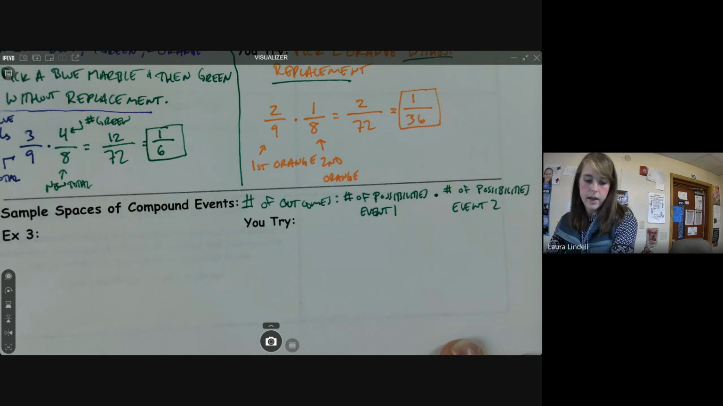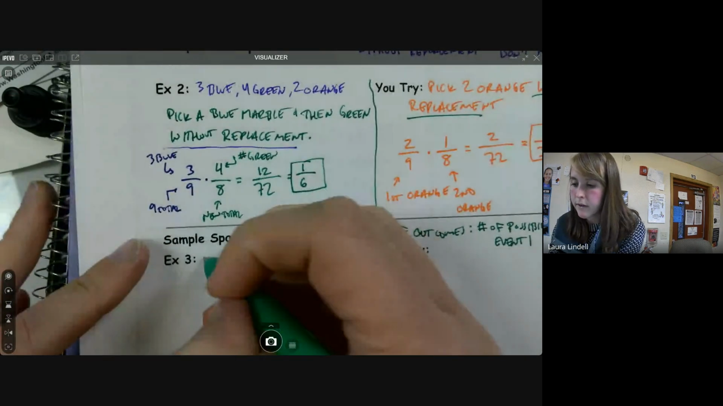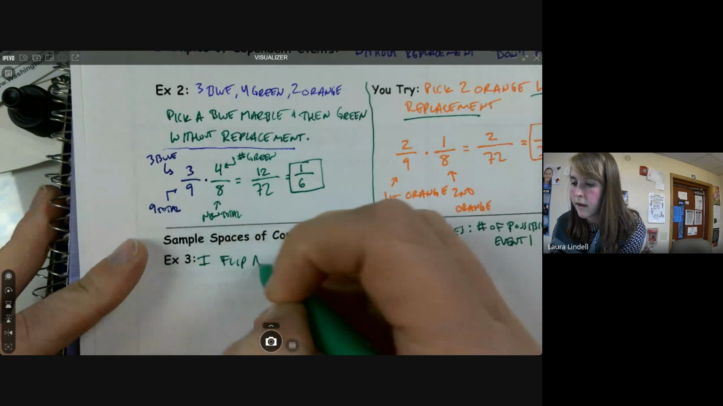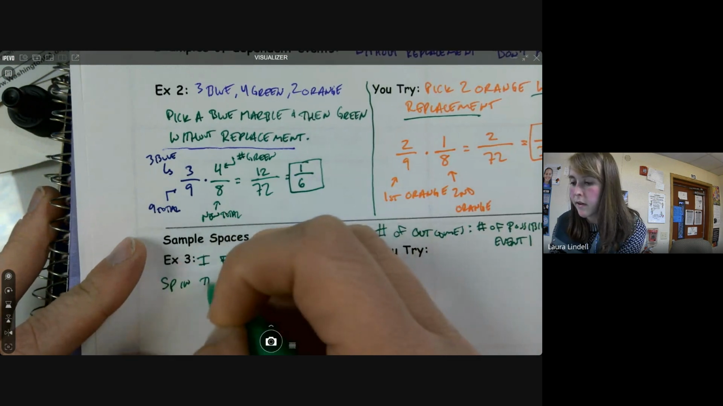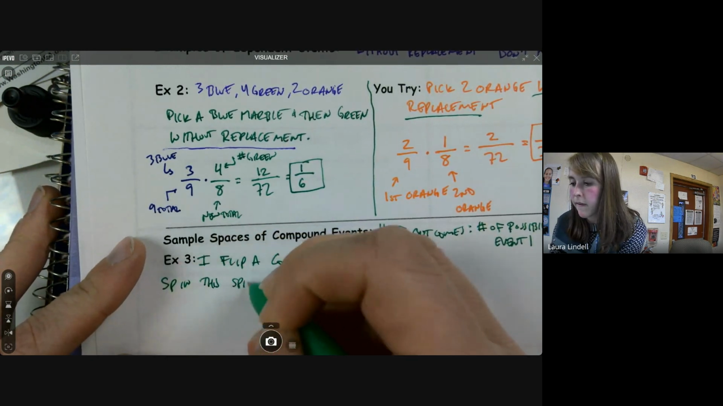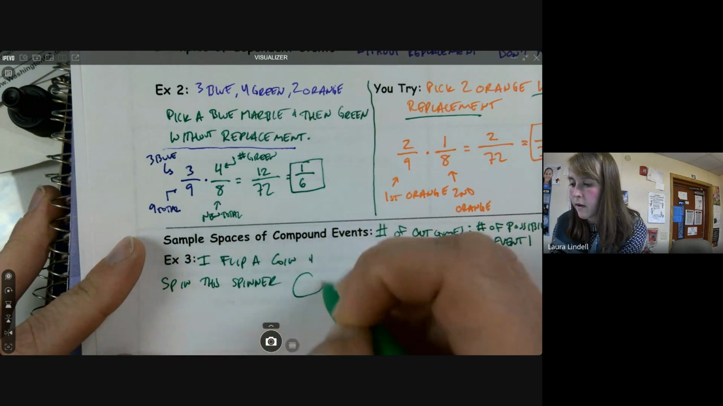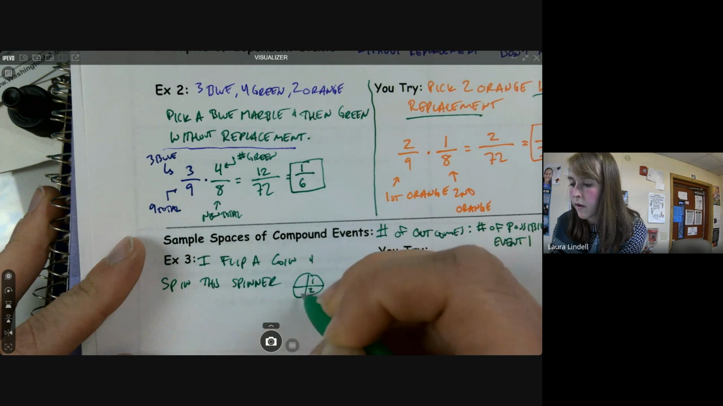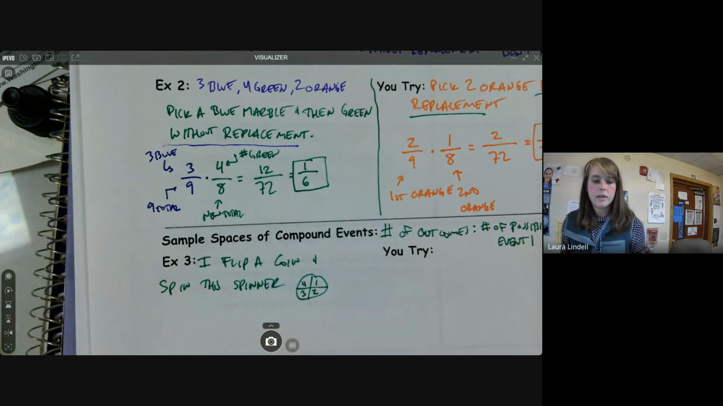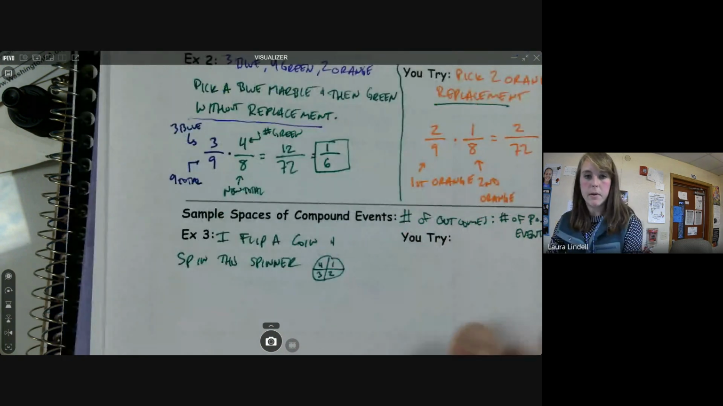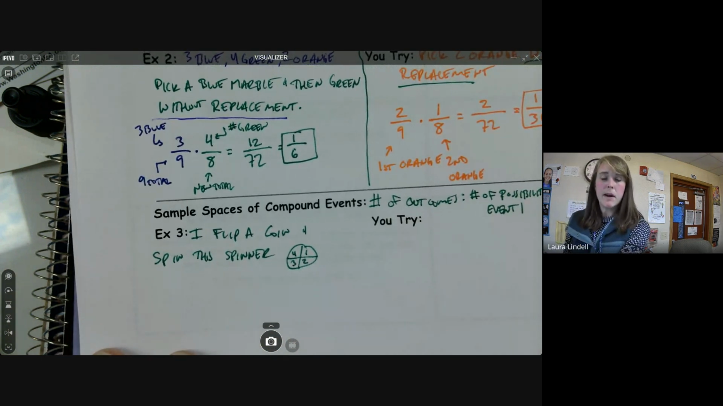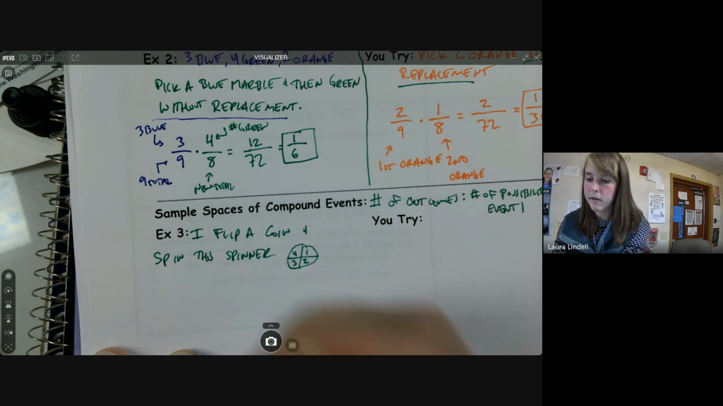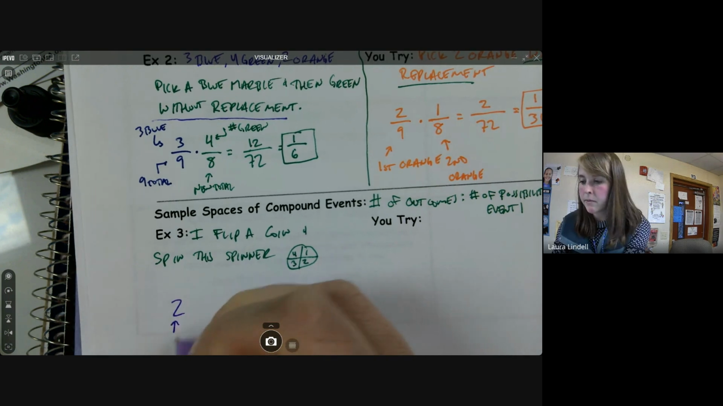Let's say I flip a coin and spin this spinner. All right. So event number 1 is the coin flip. Doesn't really matter the order so much, but when you flip a coin, how many possibilities are there? Well, you can get heads or tails. So there's 2 possibilities. So that's the coin flip possibilities.